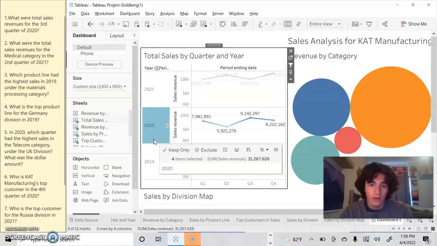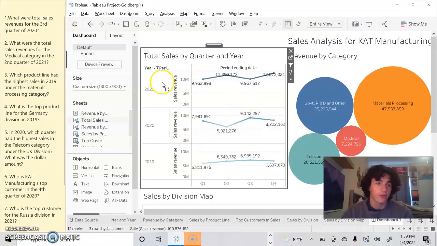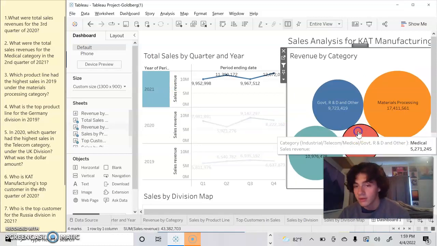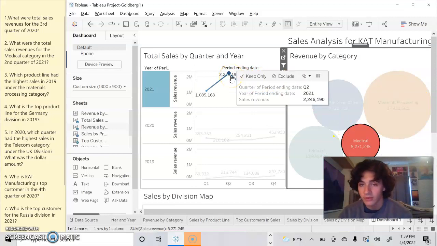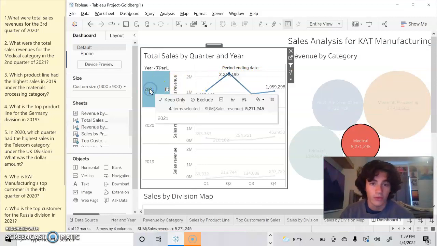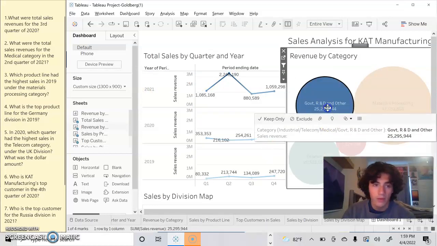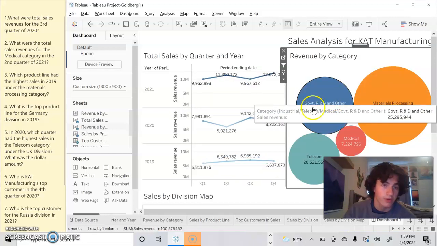I hit 2020, and then right here, total sales revenue, 9.142 million. Pretty simple. Next up, what were the total sales revenues for the medical category in the second quarter of 2021? So hit 2021, select medical filter. As we can see, 2.246 million is total sales revenue for that. Boom, boom. Next, which product line had the highest sales in 2019 under the materials processing category?